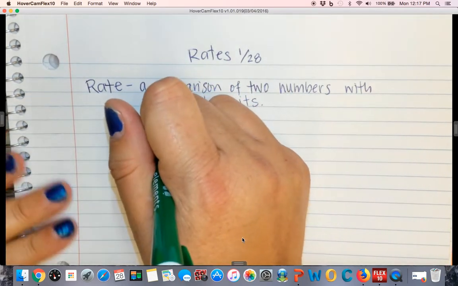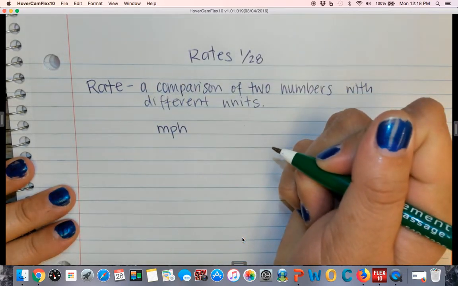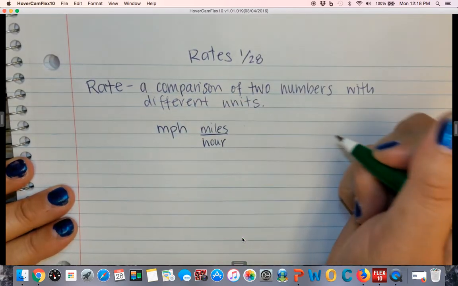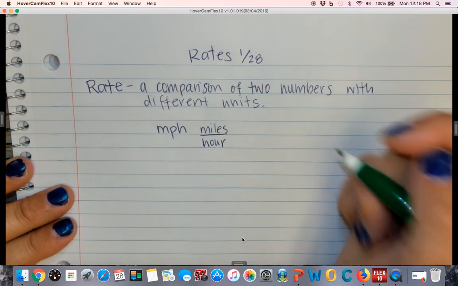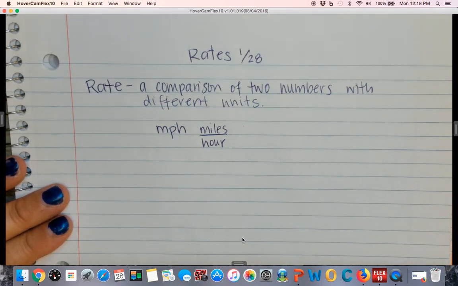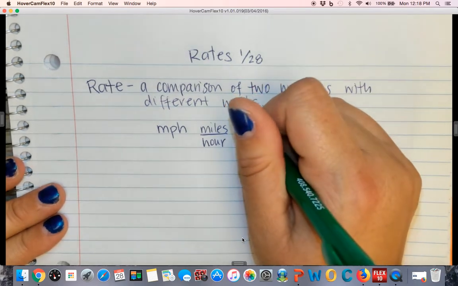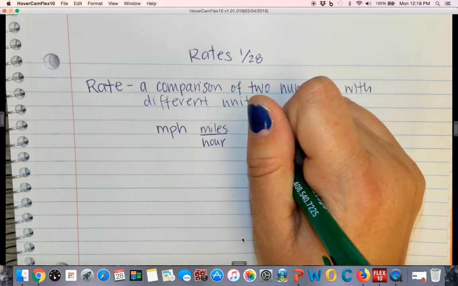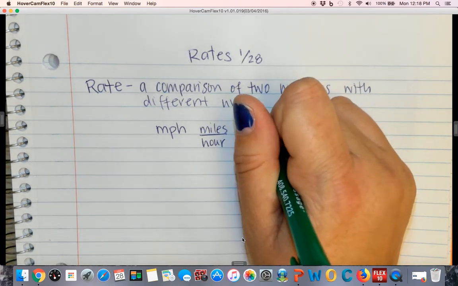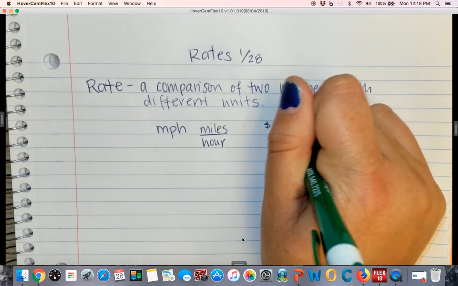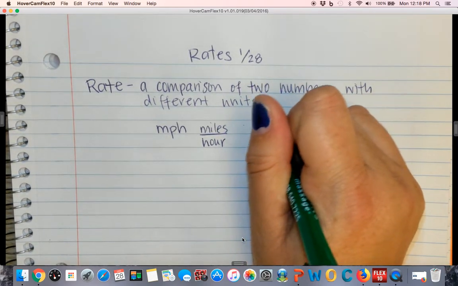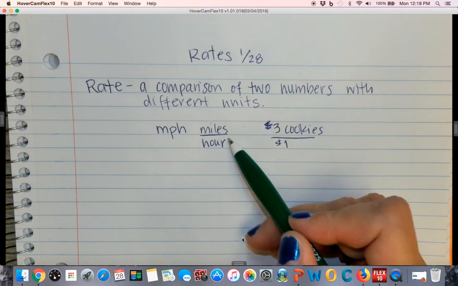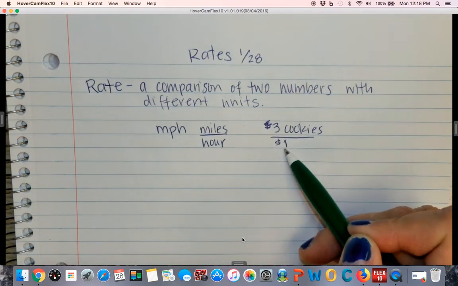you might have heard of miles per hour or miles over hour. You might have heard of, what are some other ones? The cost, which is, let's say, you get 3 for $1. 3 cookies, 3 cookies for $1. So our unit would be miles and hours, cookies to dollars.